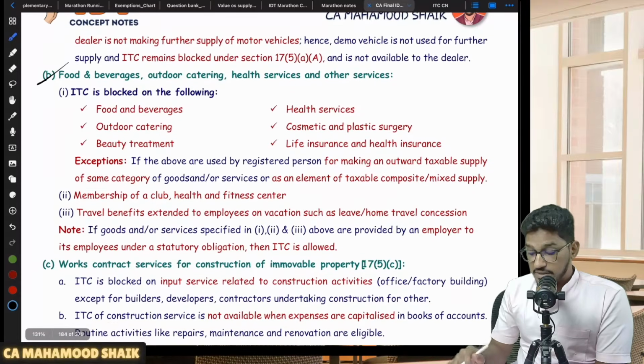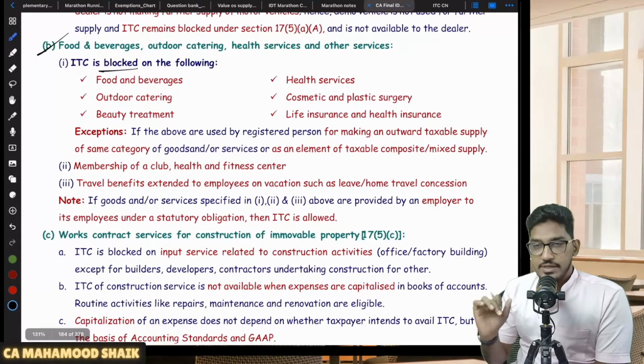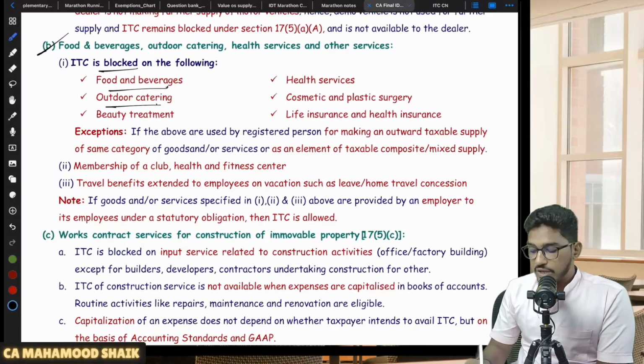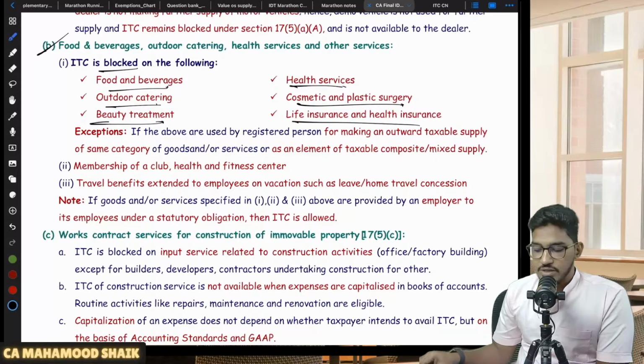So we have some services here on which ITC is blocked. They have categorized some services on which ITC is blocked: food and beverages, outdoor catering, beauty treatment, health services, cosmetic and plastic surgery, life and health insurance services. On this, ITC will always be blocked.